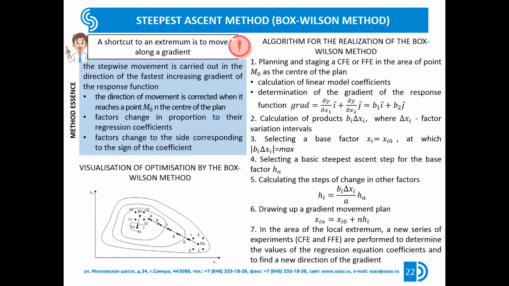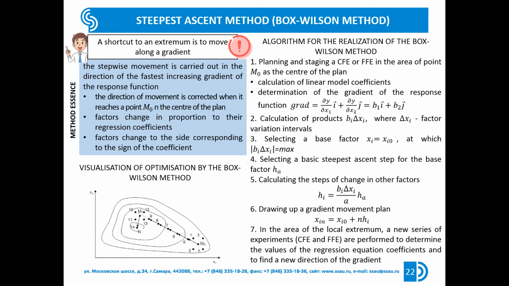It is known that the shortest path to an extremum is to move along the gradient, meaning perpendicular to lines of equal level where the response function takes constant values. Therefore, when optimizing the process, it is advisable to move in the direction of the fastest increasing response function, in the direction of the gradient of the response function. There are various modifications of the gradient method. One of them is the steepest ascent method, Box-Wilson method.